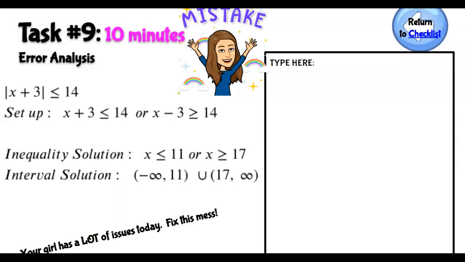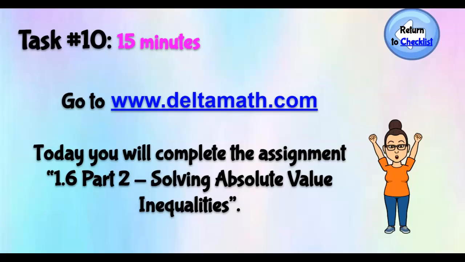Okay, I'm going to warn you, on this question I made not just one mistake, there are multiple mistakes going on here. So there's a reason I gave you a very large text box. You're probably going to have to write me quite a few things. Yeah, your girl has a lot of issues, it says. Sure did.